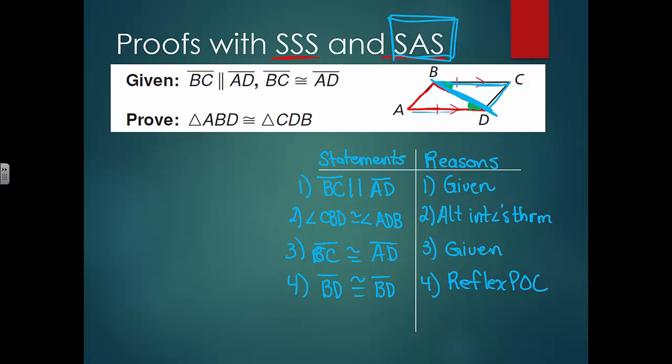And so now we've got those two triangles congruent because we have two sides and the included angle. So we can say that triangle ABD is congruent to triangle CDB, and the reason is side angle side congruence postulate.